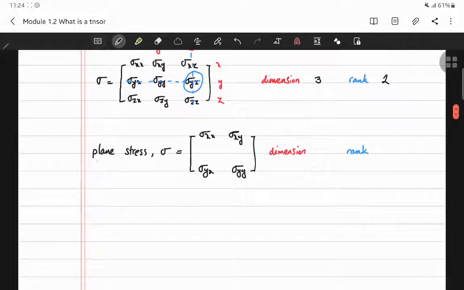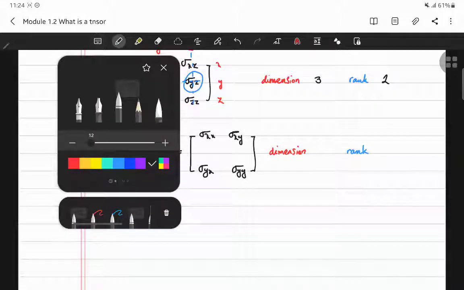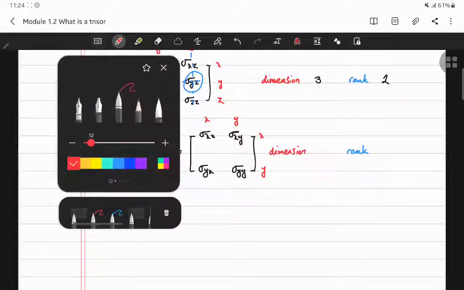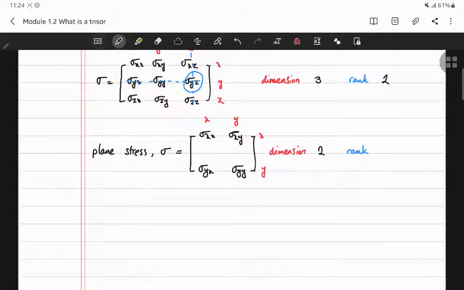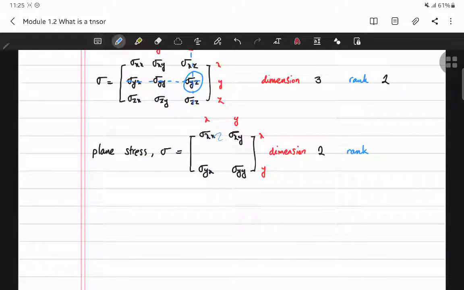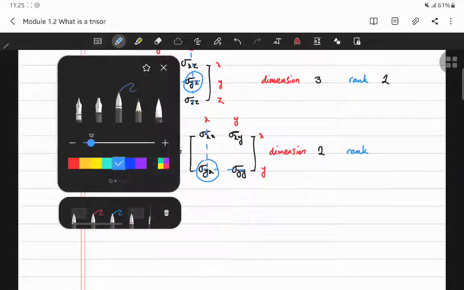If we come to, for example, the plane stress situation in an XY plane, we had something like this. The dimension is, of course, 2, and this has a rank of, again, 2. Why? Because if you want to find the component of sigma yx, you have to go for first y, and then you go for x, and this is the component you want to extract.